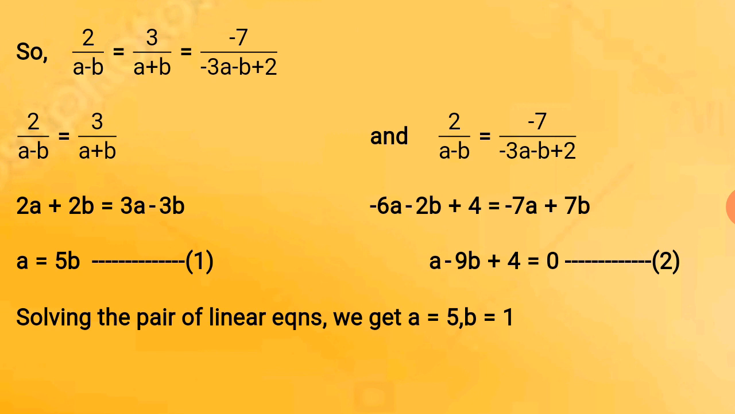So now with these two equations, they are nothing but a pair of linear equations in two variables. So solve for it. You can use any of the methods which you know by now, and you solve it for a and b. We get a as 5 and b as 1 in this case. So this is how you solve for a and b.